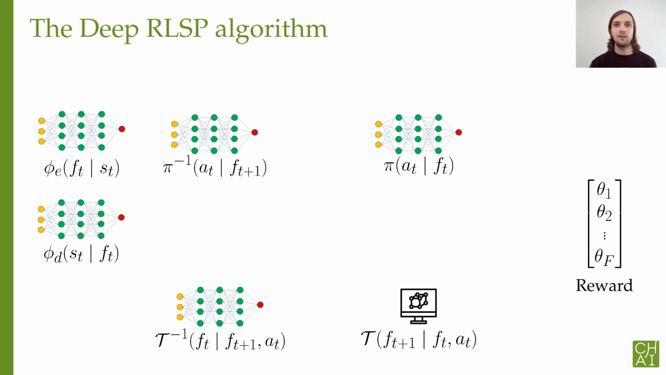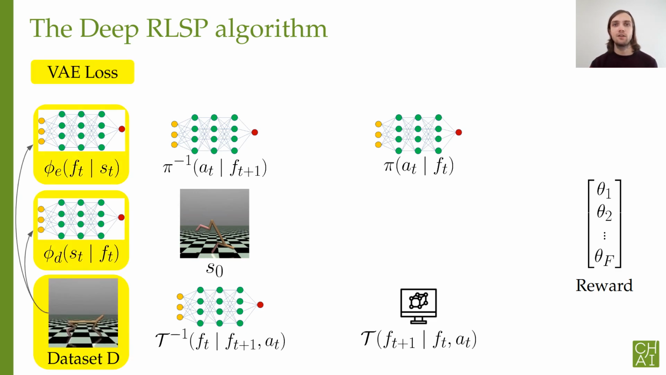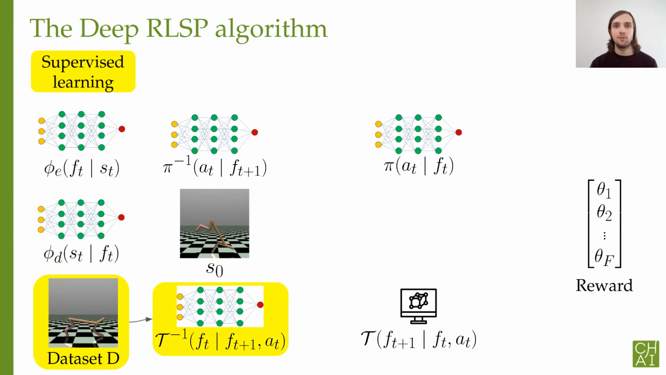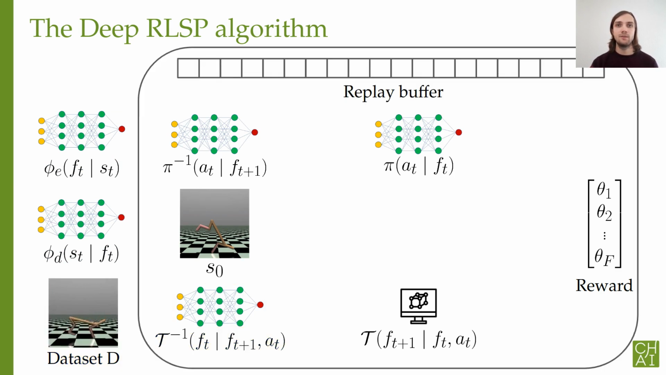As an input, we get an observed state S0 and a dataset of random rollouts in the environment. We use this dataset to initialize several models. We learn the feature encoder and decoder using representation learning, and we learn the inverse dynamics model using supervised learning. Also, we create and initialize a replay buffer from this dataset. Then we enter our main training loop.